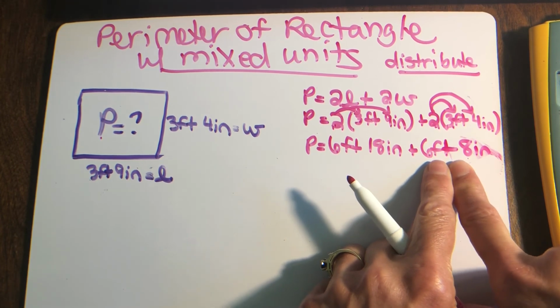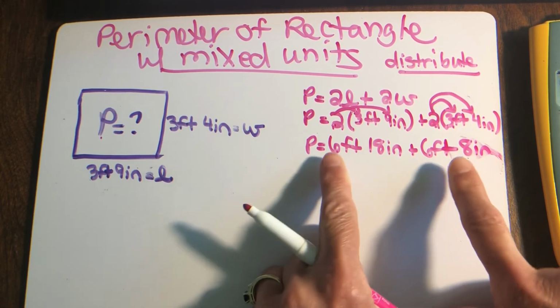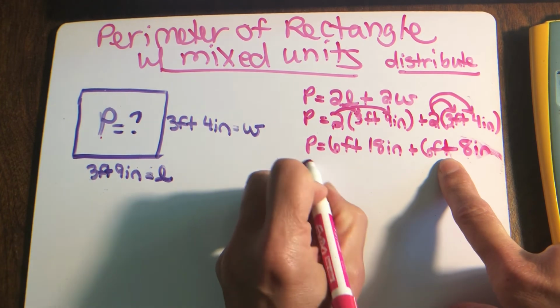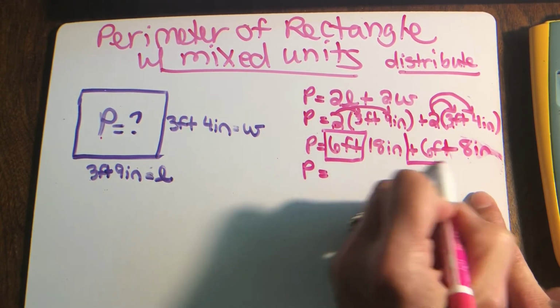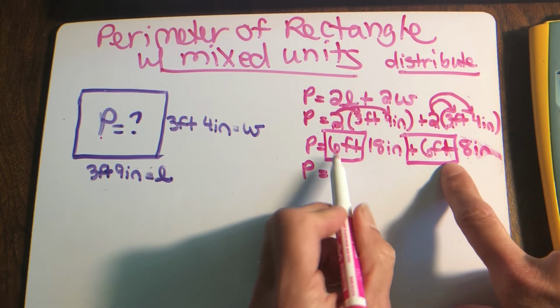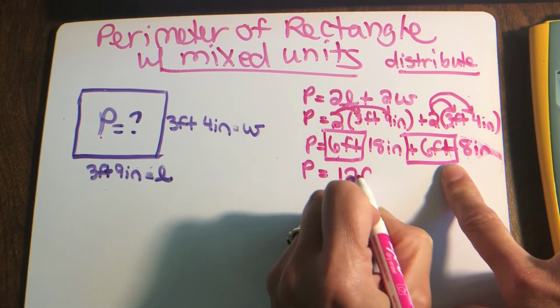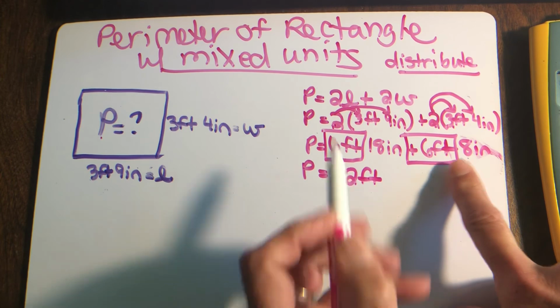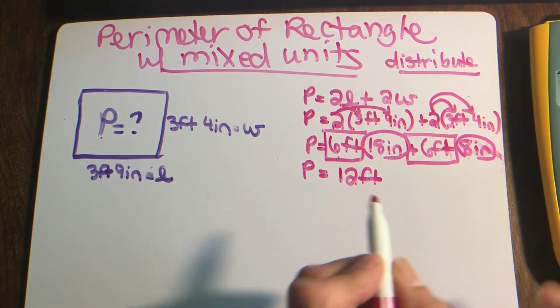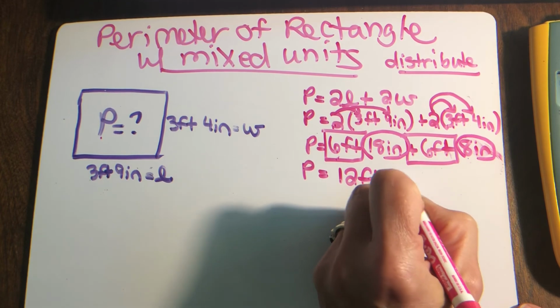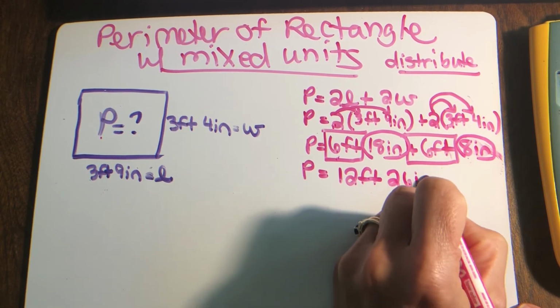Now, continuing with a little bit of algebra. Remember, you're supposed to combine like terms. Well, 6 feet and 6 feet are like terms. They're both positive, so you add your feet together. That's 12 feet. 18 inches and 8 inches are like terms, so that is 26 inches.